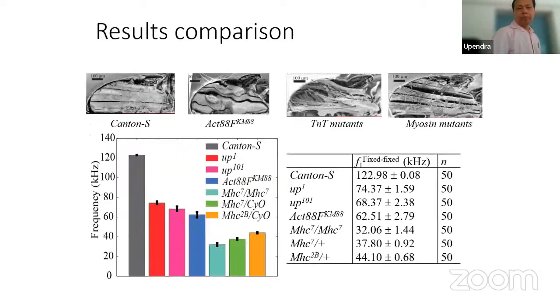Similarly, we did it with simple electrical impulses, and we were again able to differentiate all the myopathy conditions by using a simple electrical signature. Finally, when you have all these mutant conditions, then you can use them for drug discovery.